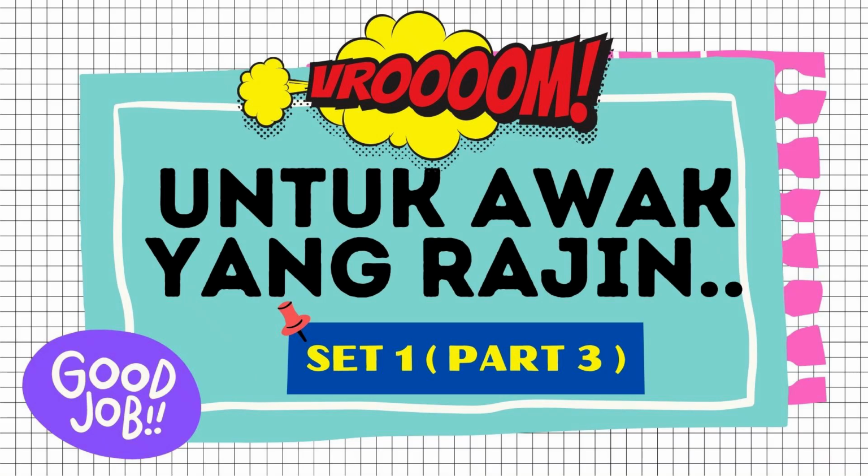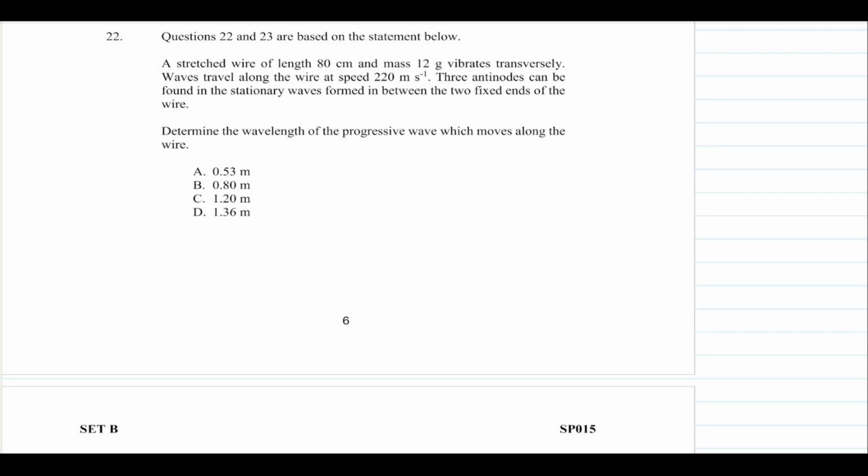Alright, question number 22. So let's continue. Alright, so this is the last part for set 1. So we have a stretch wire of length 80 centimeter. So this is the wire. So L is given 0.8 meter. And the mass of the wire is given in grams. So make sure you change to kg.